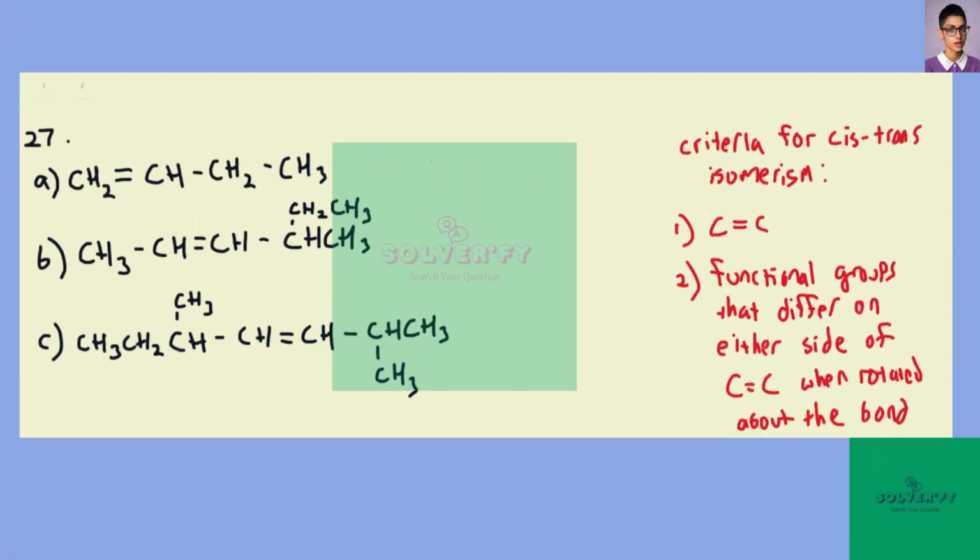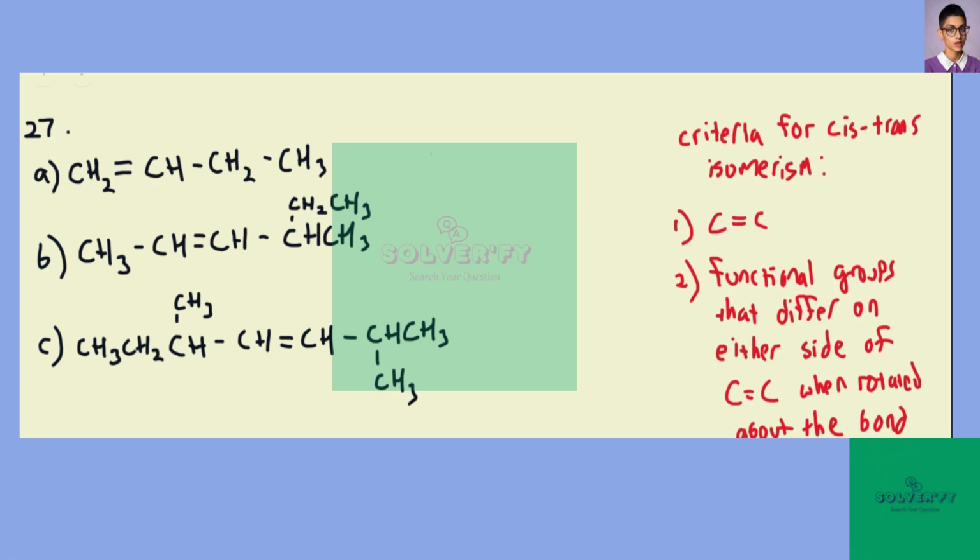Asking us to go back to numbers 27 and 29 and determine which of those compounds exhibit cis-trans isomerism. So what we're looking for, the two main criteria for cis-trans isomerism are we are looking for a carbon-carbon double bond, and we are looking for functional groups that differ on either side of the bond when rotated about the bond. So this double bond contributes to cis-trans isomerism because functional groups cannot freely rotate about that bond without actually breaking the bond. So let's look at 27A.